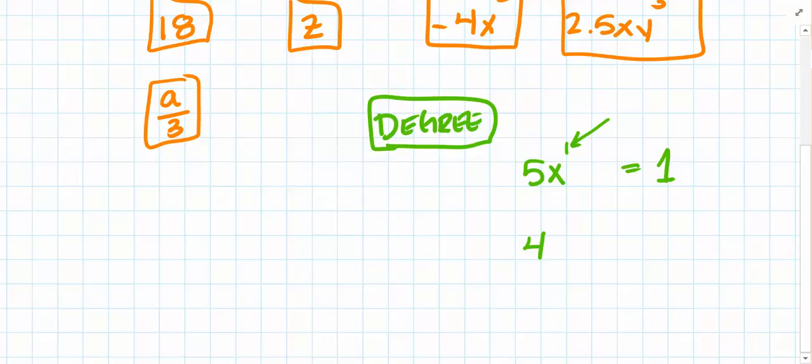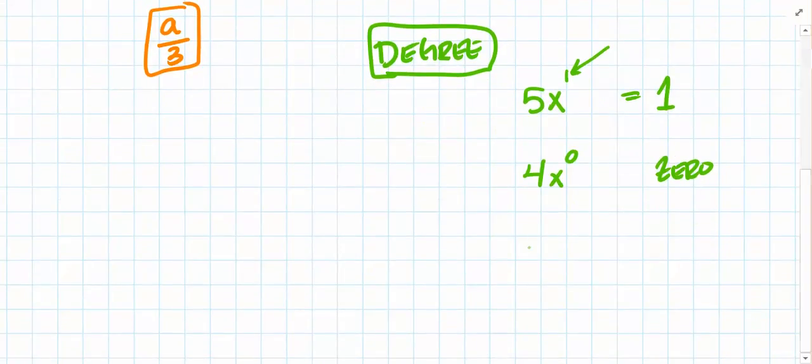Well, not 1, because we could write this as x to the 0, huh? Because anything to the 0 power is 1. 1 times 4 would still give me the 4. So this one would have a degree of 0. Okay? So 5x would have a degree of 1. The number 4 would have a degree of 0. But what about if I gave you something like this?